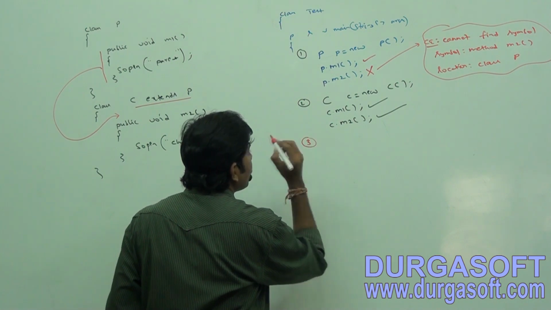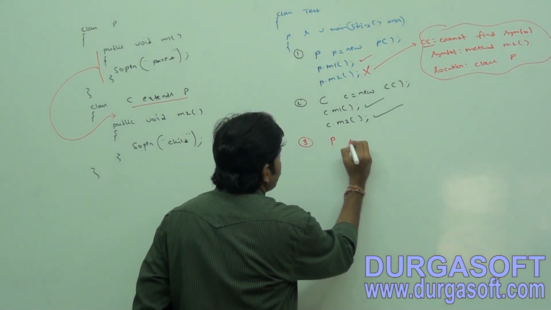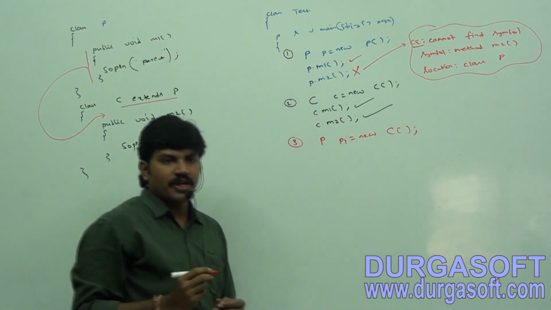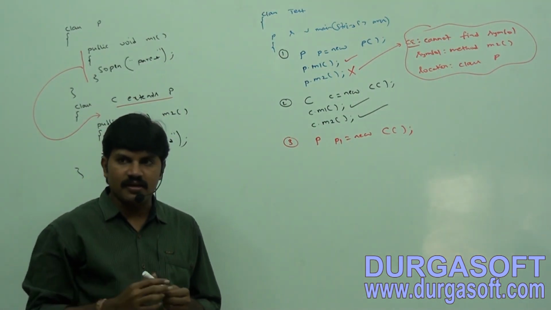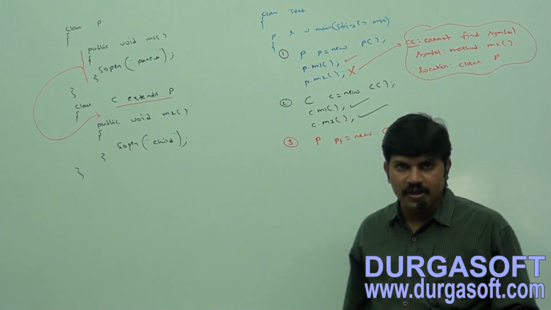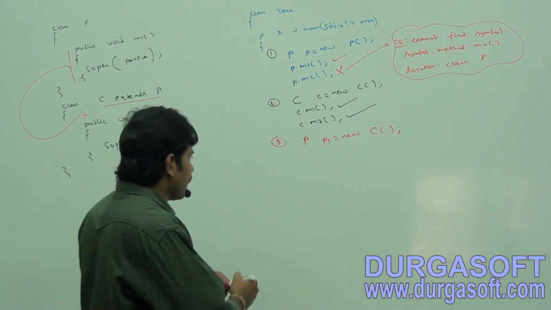Here I am taking the third one, a very dangerous point. Parent P1 is equal to new Child. Valid or not? A parent reference can be used to hold a child object, no problem at all. Parent reference holding a child object is itself valid.